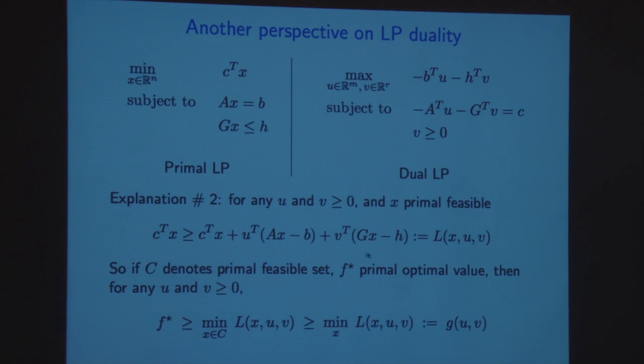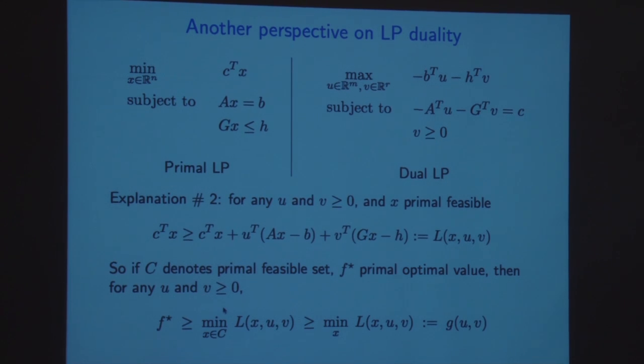This is kind of the key step in forming the Lagrangian. In fact, we call this quantity on the right-hand side the Lagrangian. It's a function of x, our primal variable, and our dual variables u and v. And it always lower bounds the criterion function as long as x is feasible and u and v are feasible, which means that v must be bigger than or equal to 0.